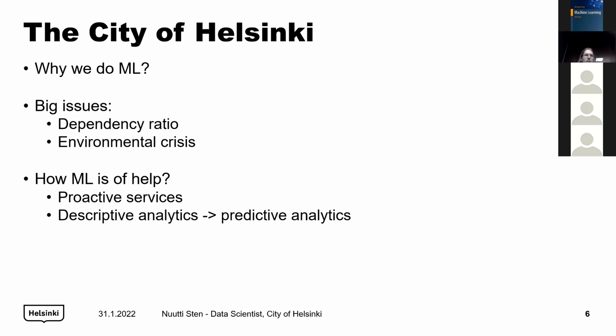So we want to tackle these issues. And with machine learning, we can tackle them in two ways. We can do proactive services, which means that we can find potential customers of our services and predict their needs, possibly even before they themselves realize that they have a need for some service. This could be, for example, in healthcare, in social services or in employment services. We can bring the service to the people without them having to dig for it as it is at the moment.